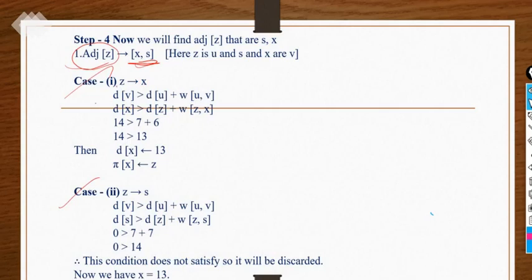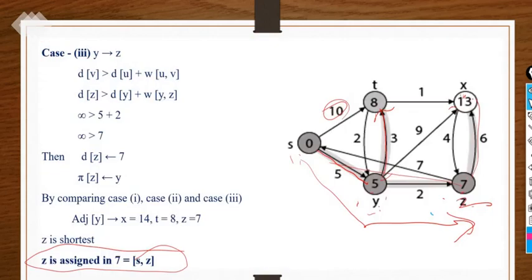So for z to x, we again check whether it is less or not. If we are checking z to x, up to now what is the path value here? 7. Now if we are moving here, 7 plus 6 is 13, and we have already checked from y in the previous tab: s to y is 5, y to x is 14. So previously it was 14, now we are getting 13. So that's why we have replaced this with 13, because we are getting the lesser value here.